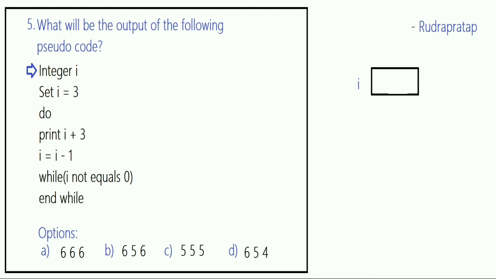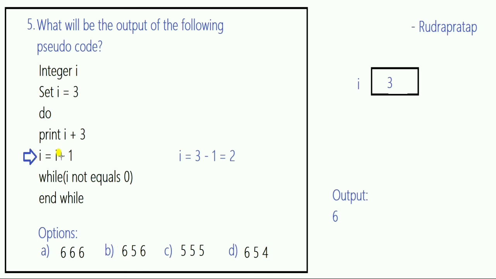In this question we have only one variable which is I, and initial value of I is 3, and we can see that there is a do while loop in our pseudocode, and we know that do while loop will execute once whether the condition is true or false. It will check after first iteration, so it will print I plus 3, so value of I is 3, 3 plus 3 is 6, and 6 is printed on our console screen.